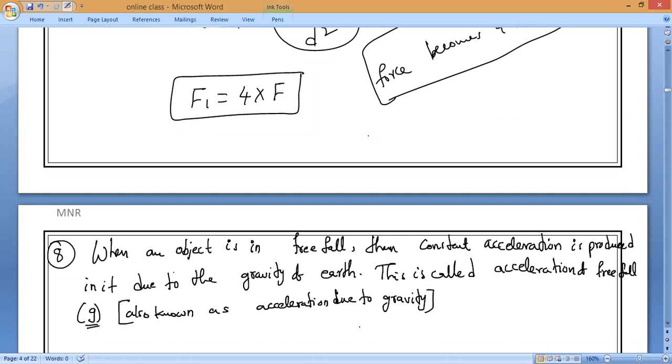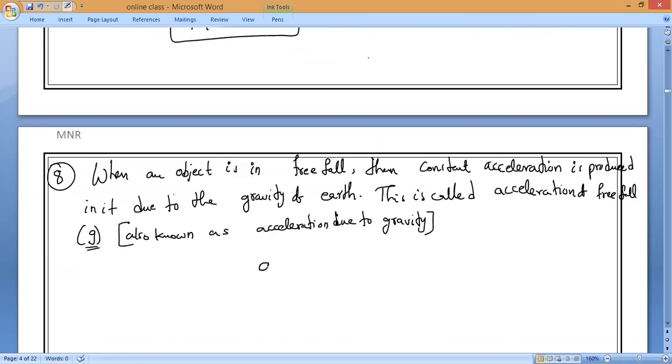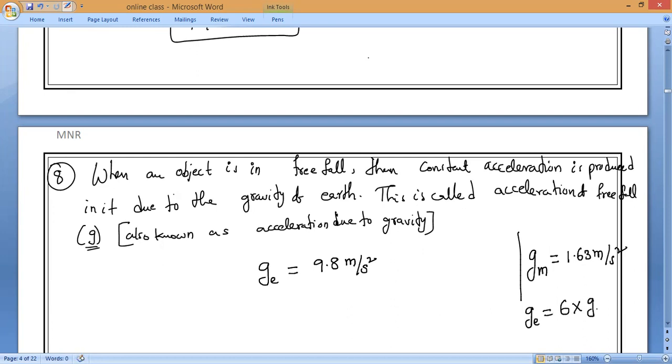So what is the g value? Mr. Kaushik, what is the acceleration due to gravity of Earth? Earth value? Sir, 9 point. Don't know. 9.8 meter per second square. If you take the moon, what is the moon gravity? Everybody? 1.63 meter per second square. What is the relation? Gravity of Earth is 6 times the gravity of the moon.